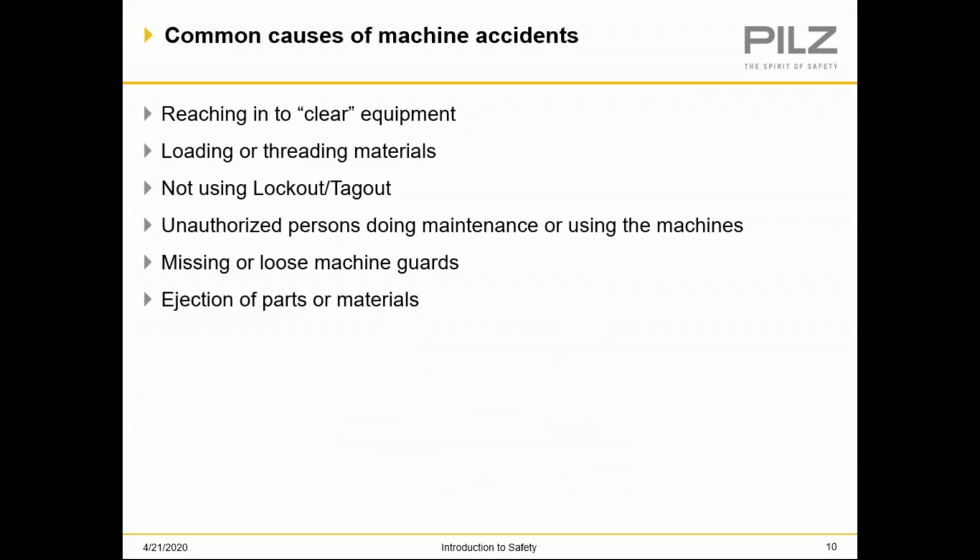Common causes of machine accidents: reaching in to clear equipment. You've got raw material jammed in the machine, getting in there to pull that out, or a tool left in there, something that causes you to get inside. Loading or threading materials into the machine. Not using lockout tagout. Unauthorized persons doing maintenance or using the machine. Missing or loose machine guards. See a whole lot of that. The machine guard gets in the way, and a lot of times they just take it off and throw it to the side. Ejection of parts or material.